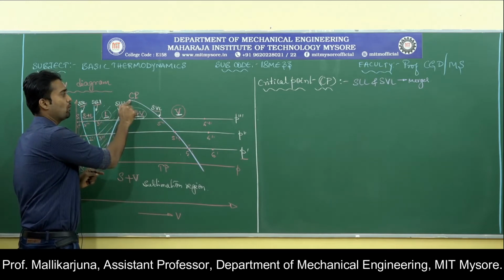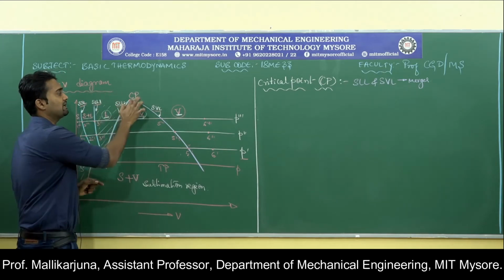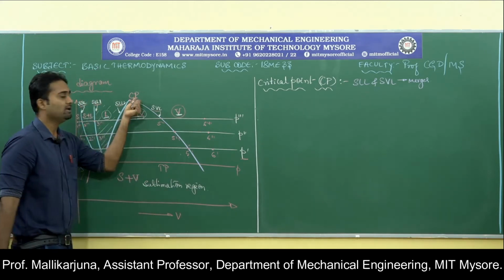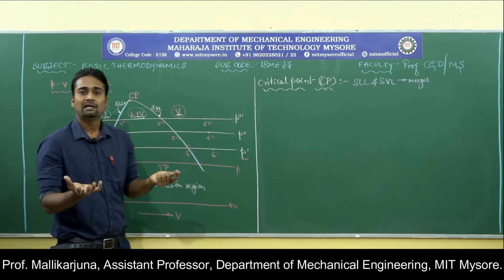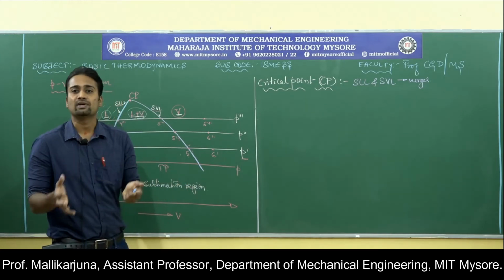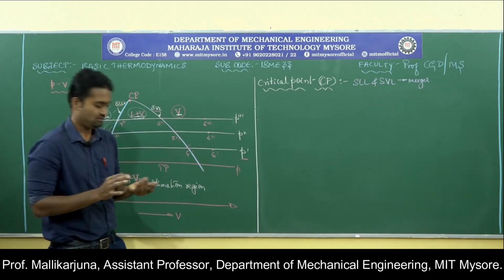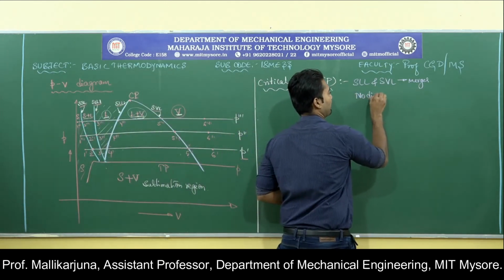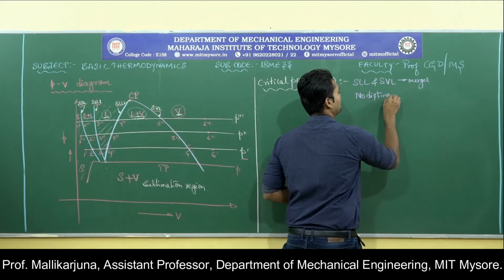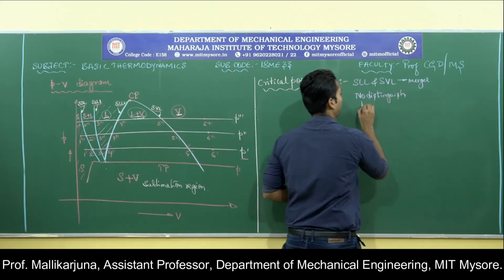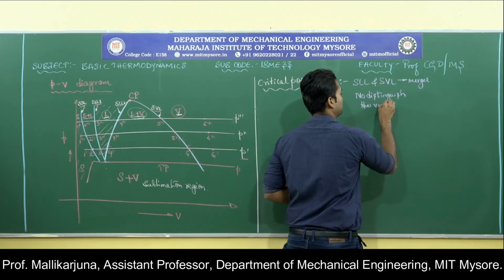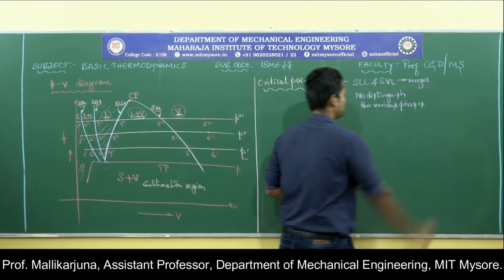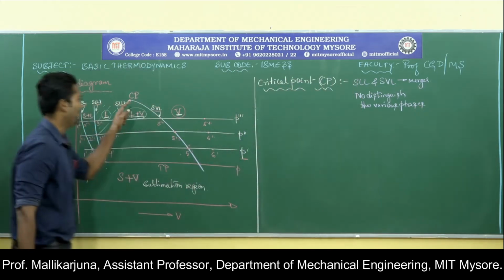If I ask you a question, what is the phase of a substance at the critical point? We are unable to answer. It is the point in which there is nothing differentiable between the various phases of the substance. So, the critical point is a point at which there is no distinction between various phases. So, that is the second observation at that point.